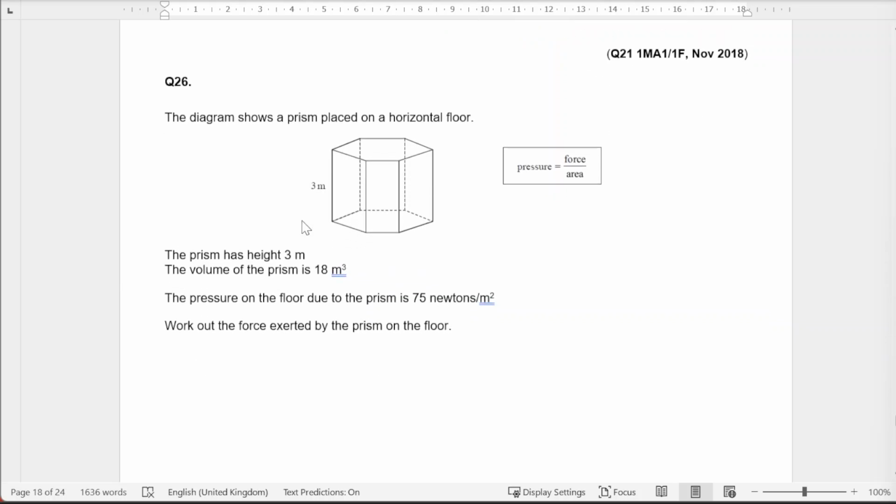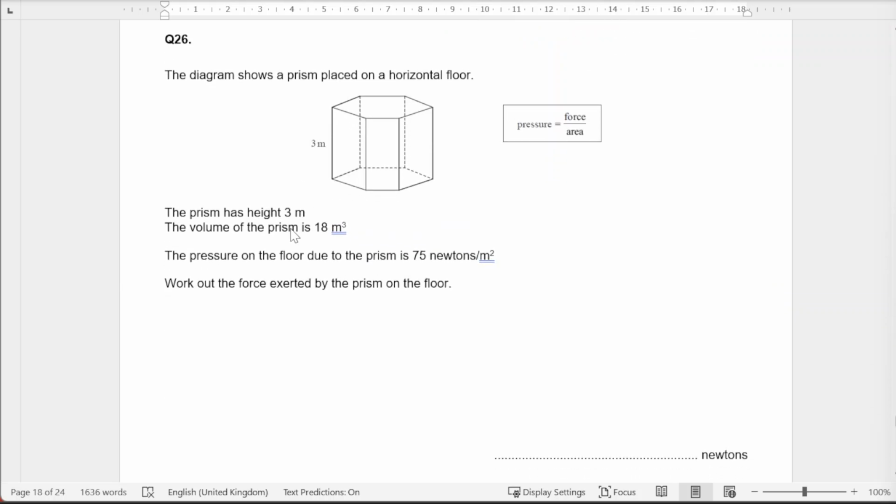Right, question 26. The diagram shows a prism placed on a horizontal floor. The prism has a height of 3 meters. The volume of the prism is 18 meters cubed. The pressure on the floor due to the prism is 75 Newtons per meter squared. Work out the force exerted by the prism on the floor.